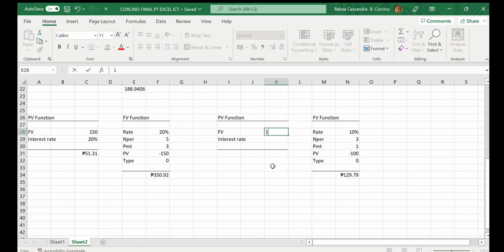Let us say that our FV is at 100 and the interest rate would be the same at 10%. Let us type in equal sign, PV, open parenthesis. So we have the rate at 10%, comma, NPER, comma, PMT is 1, comma, the PV, which we'll consider as FV for the present value function, that is negative 100 still, and then the 0 for the type, close parenthesis, then enter. So we get 72.64 pesos.